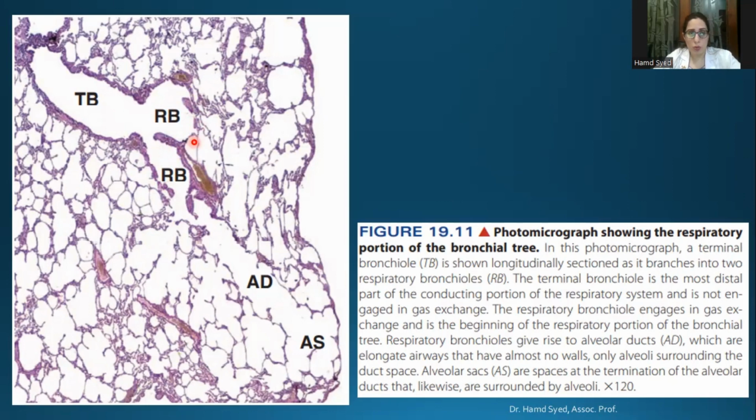This is now the respiratory portion of the respiratory tract, and these respiratory bronchioles then further lead into this portion, which is AD, meaning the alveolar ducts. These are elongated airways that have almost no walls, and only alveoli are surrounding them. And then come the alveolar sacs, which are the spaces at the termination of the alveolar ducts, and they are further surrounded by these alveoli. Over here we can see these numerous alveoli. They give a spongy appearance to the lungs because of their round, sac-like appearance, and air is present within these alveoli. The respiratory bronchiolar unit that we just talked about is the part further ahead from this single respiratory bronchiole, and all the structures it gives rise to, the alveolar duct, the alveolar sac and alveoli, constitute a single respiratory bronchiolar unit.